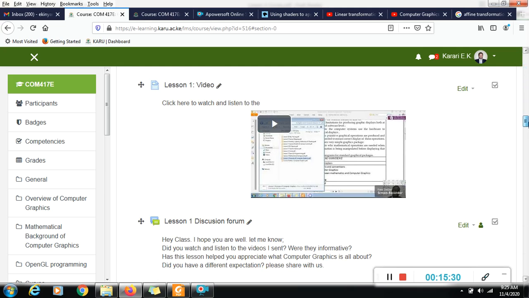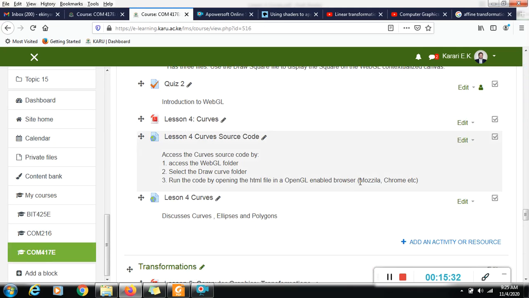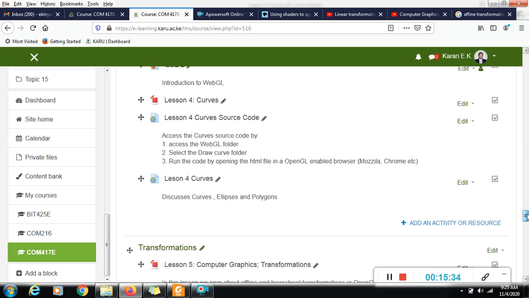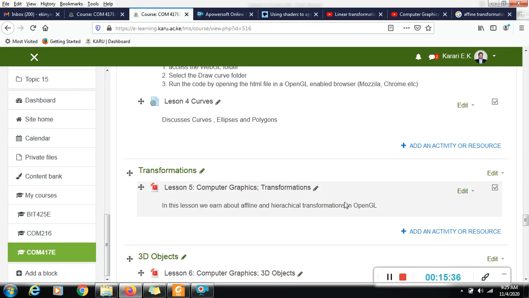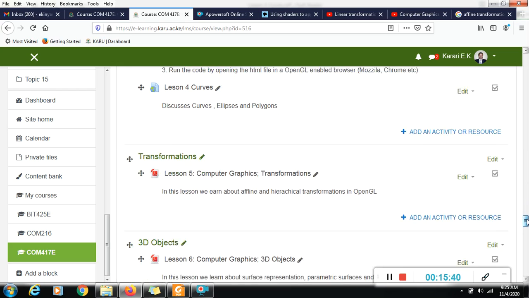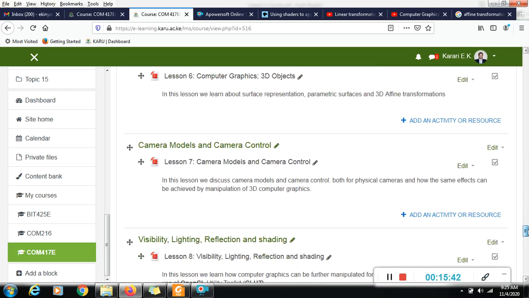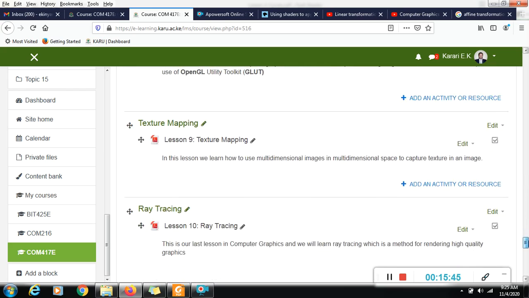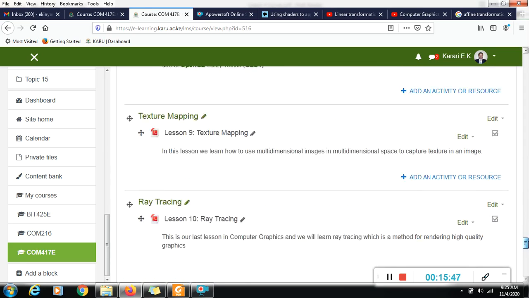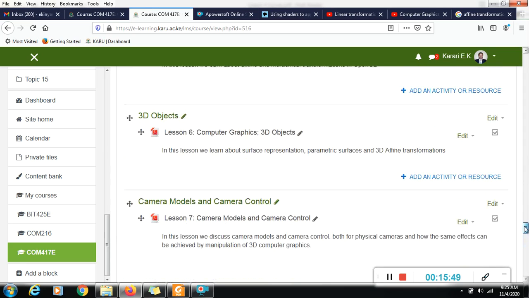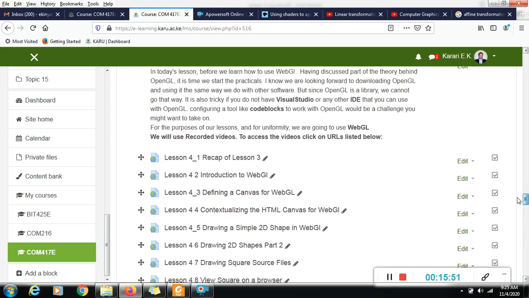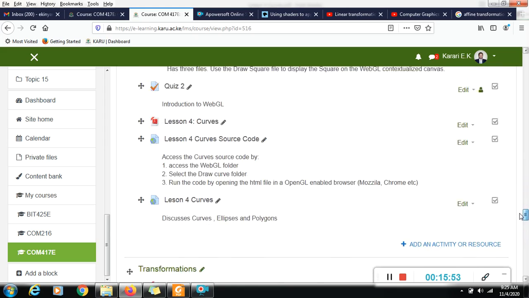If we go to lesson 5, here, lesson 5 is on transformation. I've activated the material, meaning that you can view the content, and that goes for even the other contents in lesson 6, lesson 7, lesson 8, lesson 9, lesson 10. All of it is visible to you now, unlike the way I was making it visible per week. If you want to read ahead, feel free to read ahead.